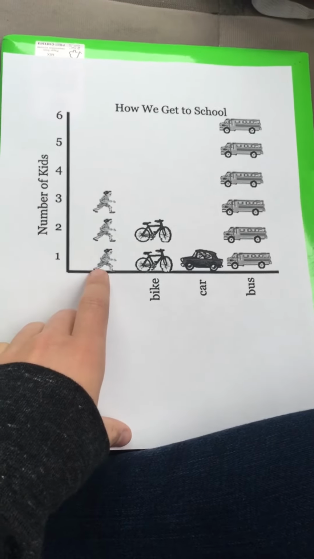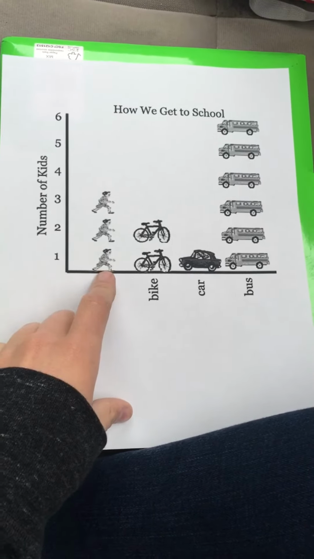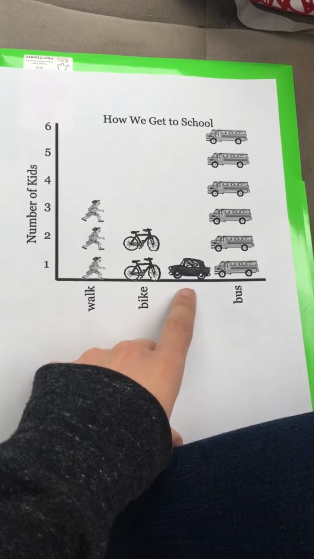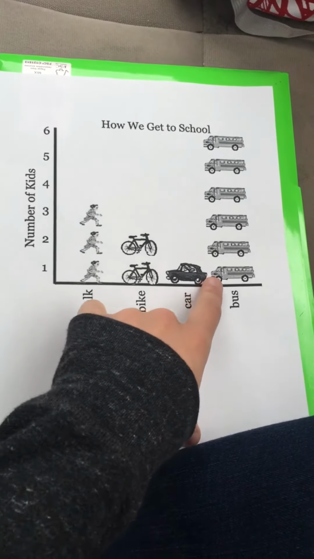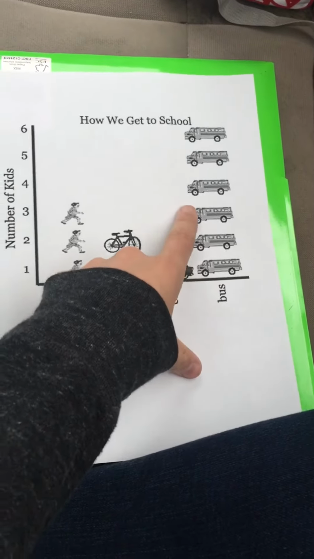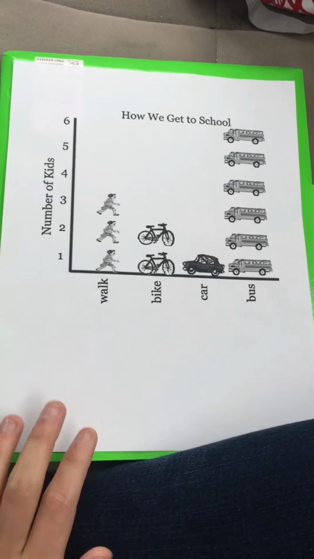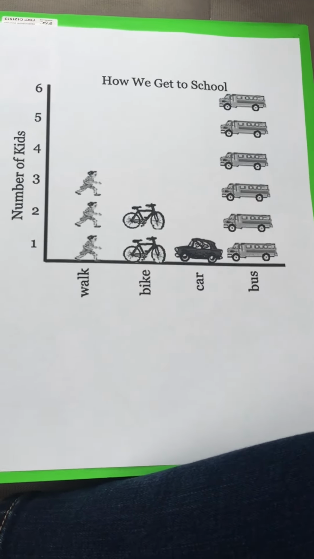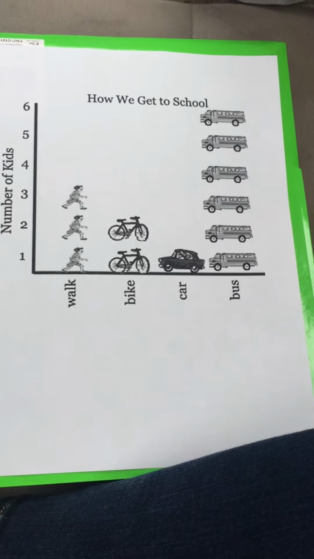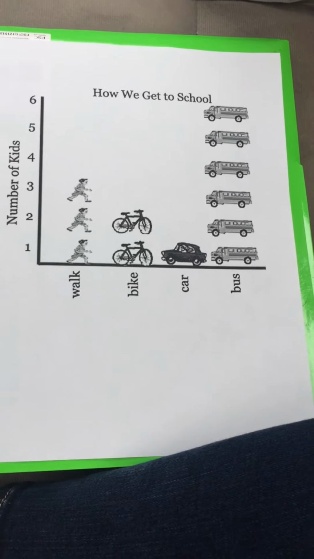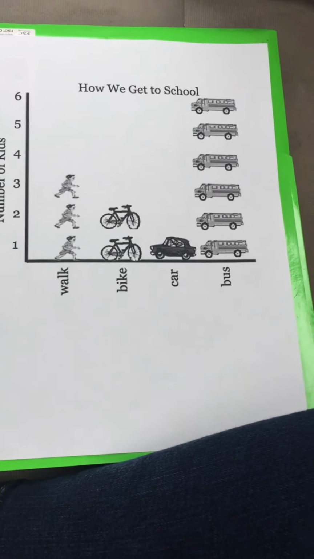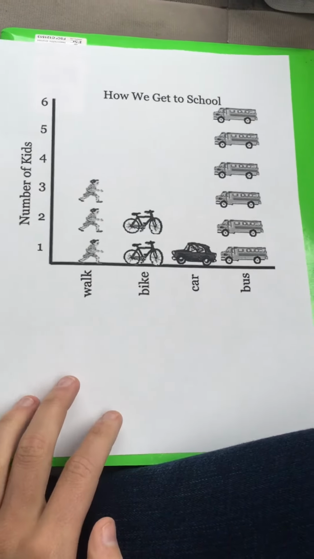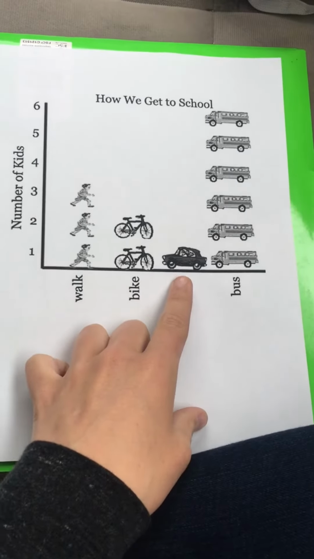So we know that 3 children walk, so they have children walking, 2 bikes, 1 car, and 6 buses. So this is a fun way to plot your information and data by drawing pictures, and we also can interpret it by asking, what was the biggest amount of transportation used? And we know that it's the bus because there's 6 buses. What's the least amount of transportation used? And we know that's the car because there's 1.